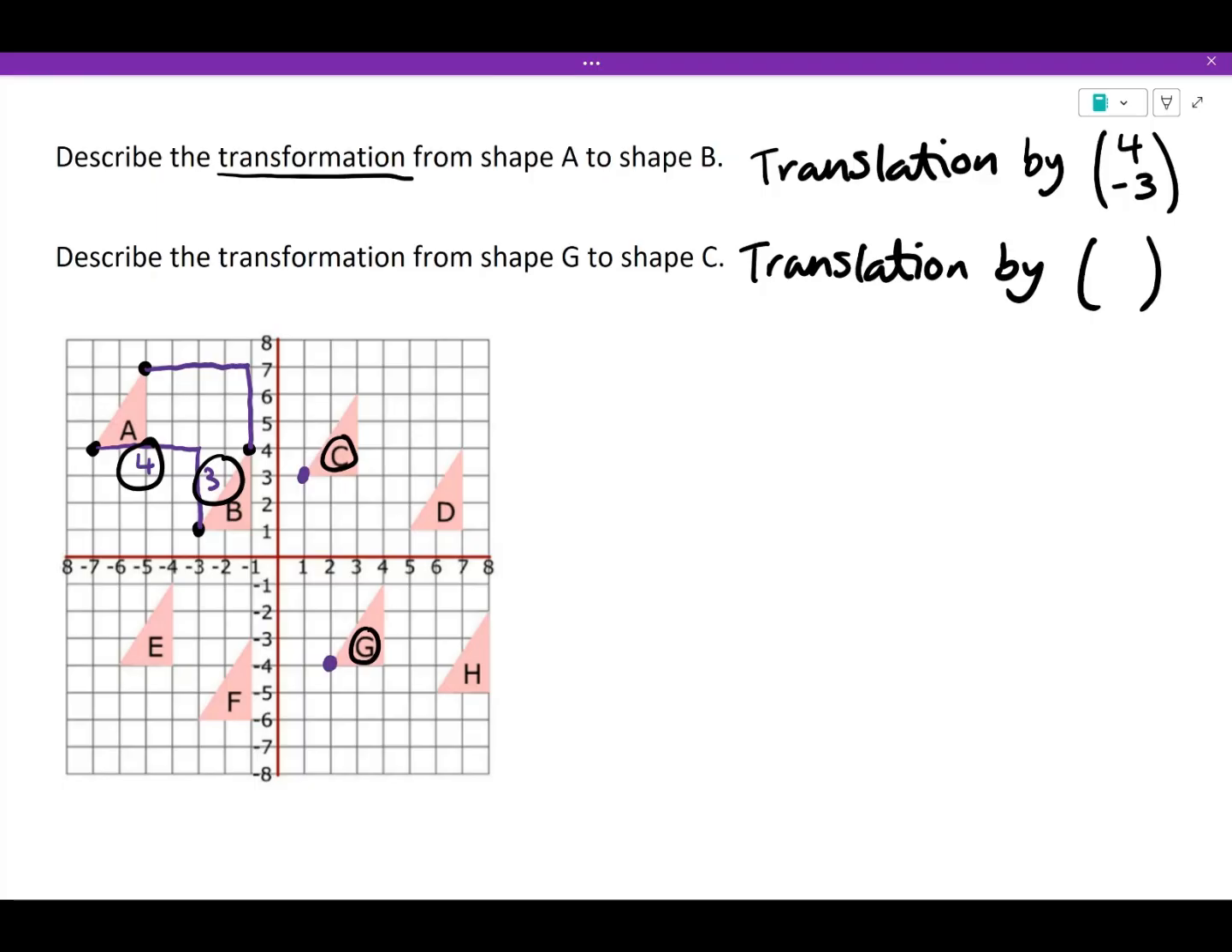So starting at G, we'd have to go upwards like this. Okay, so I've gone 7 upwards in total, and then we're going 1 to the left. Like that. So my vector is 1 to the left, which is negative 1 for my horizontal component, and we've gone up 7, so my vertical component would be 7 like that. So when you're describing translations, you need to use a vector.